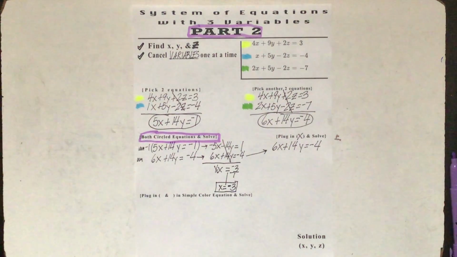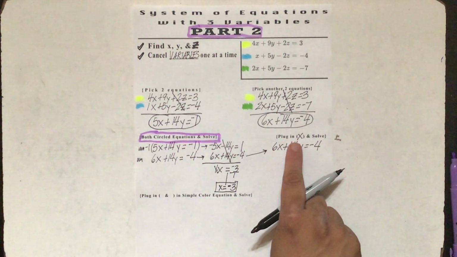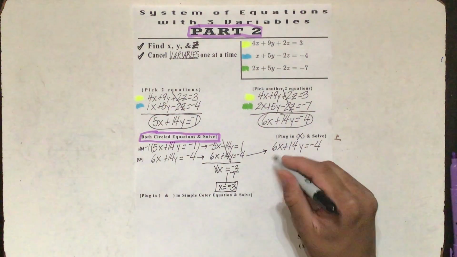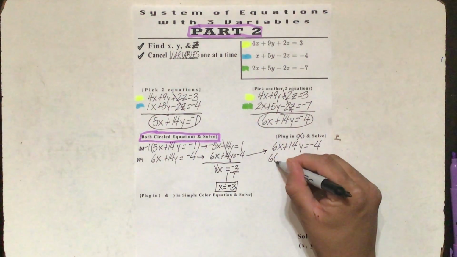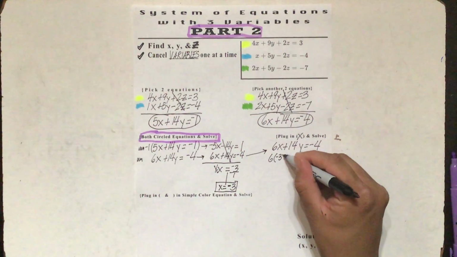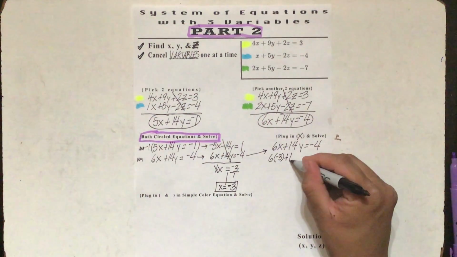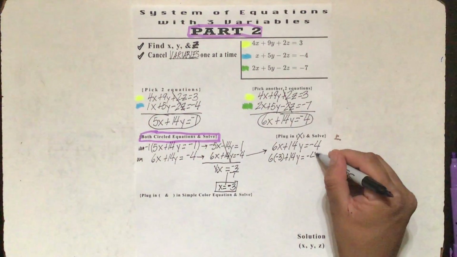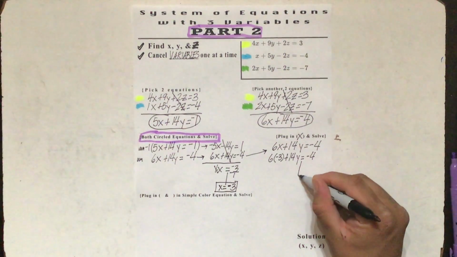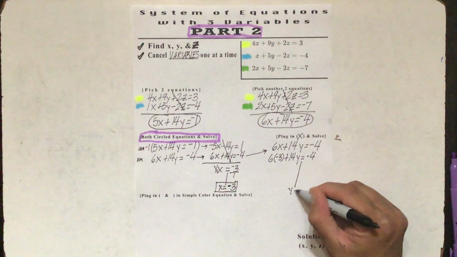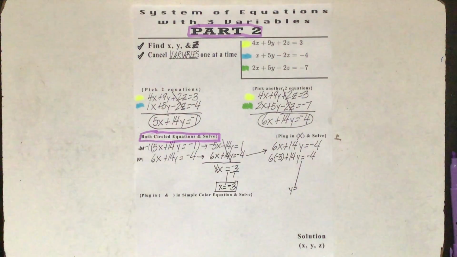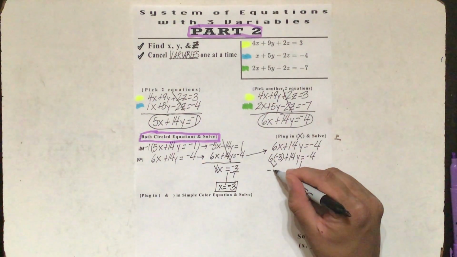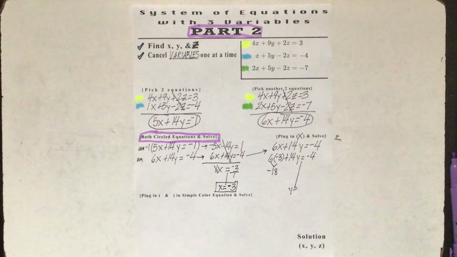Look at that. But now I'm going to plug in x, right? What is my x? X is negative 3. So I'm going to put parentheses negative 3 where the x is, plus 14y is equal to negative 4. So my goal here is to solve for y, right? Get y by itself. 6 times negative 3 is negative 18.